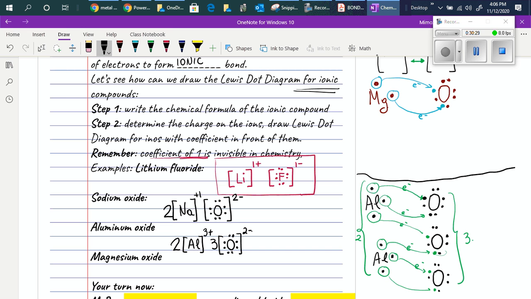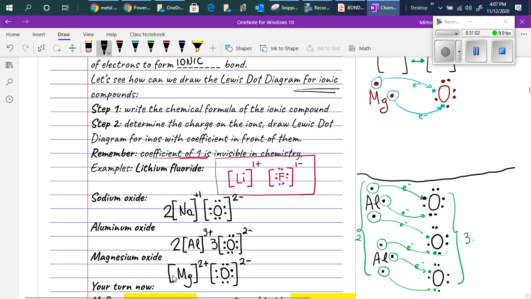So the Lewis dot diagram for this particular ionic compound, since we have one of each, will be magnesium, whose valence electrons have not disappeared, but they are going to oxygen, and then oxygen has now a valence shell completed with a charge of -2.